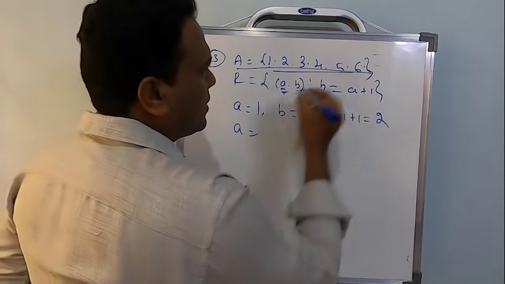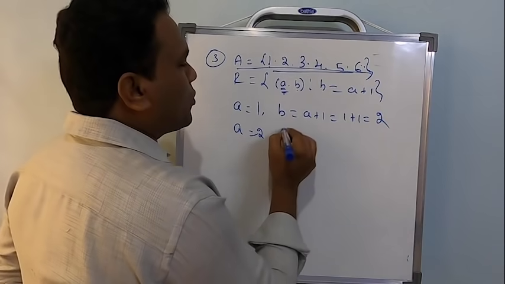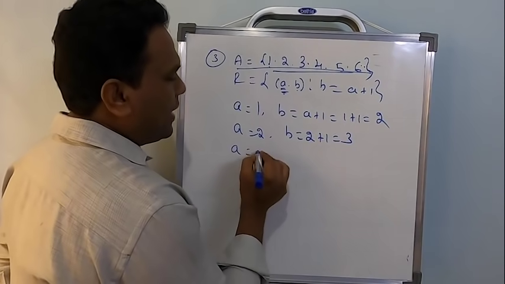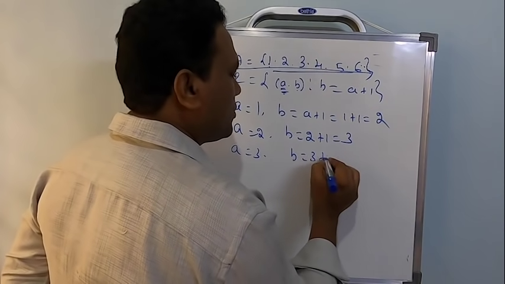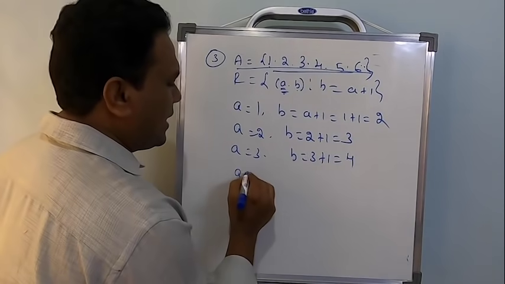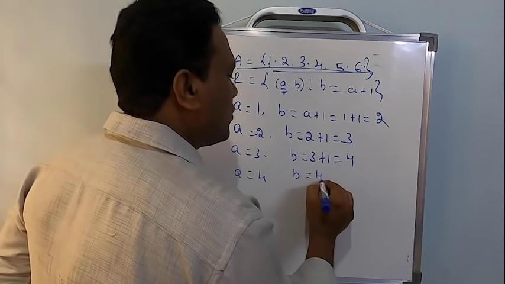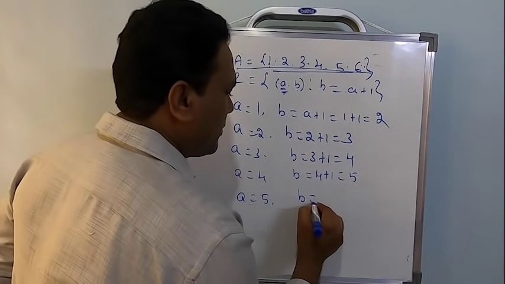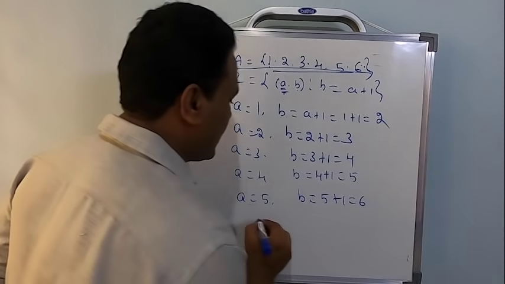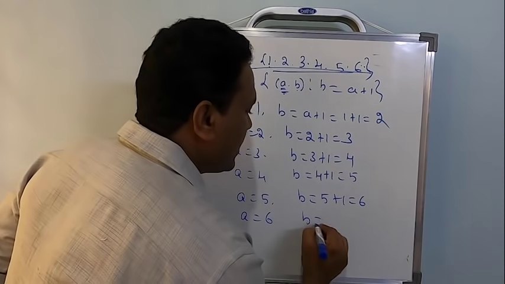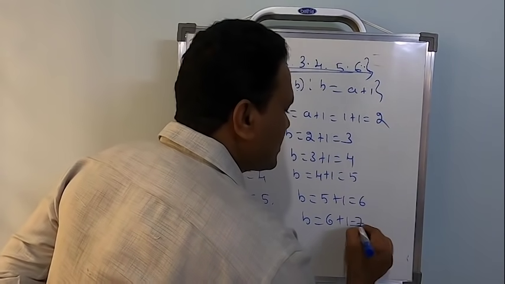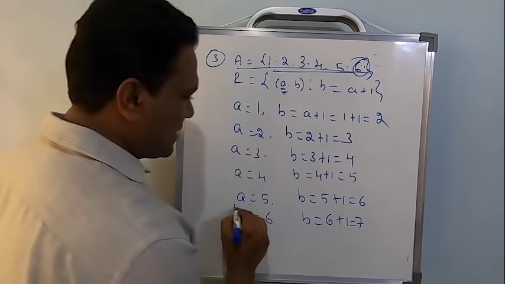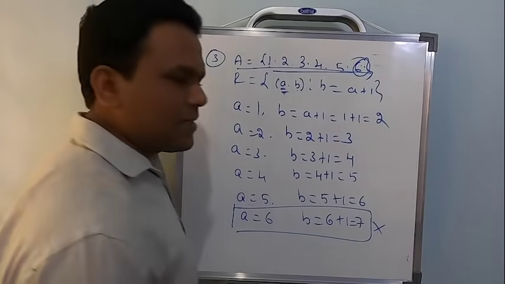Similarly, I have to write for all the elements which are here, okay? When A equal to 2, what will the B value be? 2 plus 1, that will be equal to 3. When A equal to 3, B equal to 3 plus 1 equal to 4. When A is equal to 4, B is equal to 4 plus 1 is equal to 5. When A is equal to 5, B equal to 5 plus 1 is equal to 6. When A is equal to 6, B equal to 6 plus 1 is equal to 7. But what is the last element? 6, right? Then this last thing should not be considered.